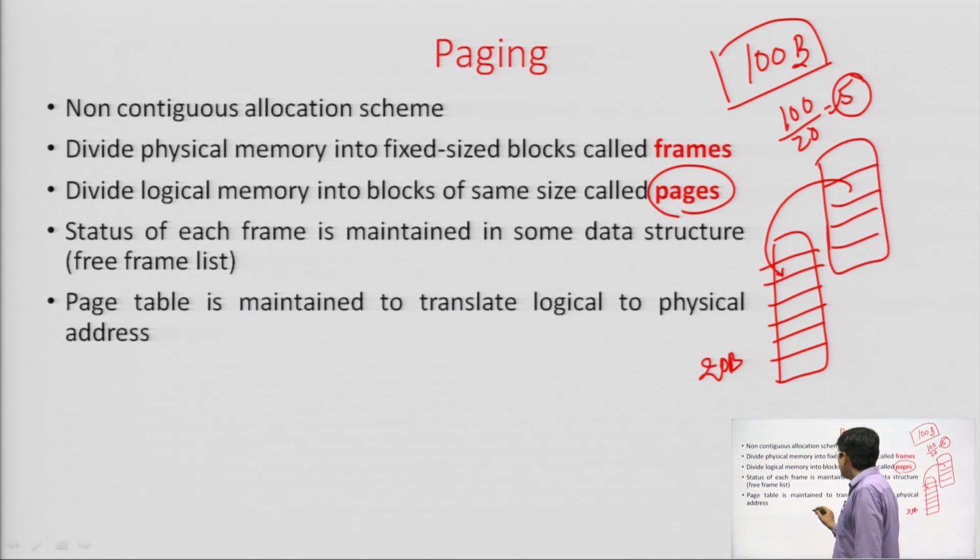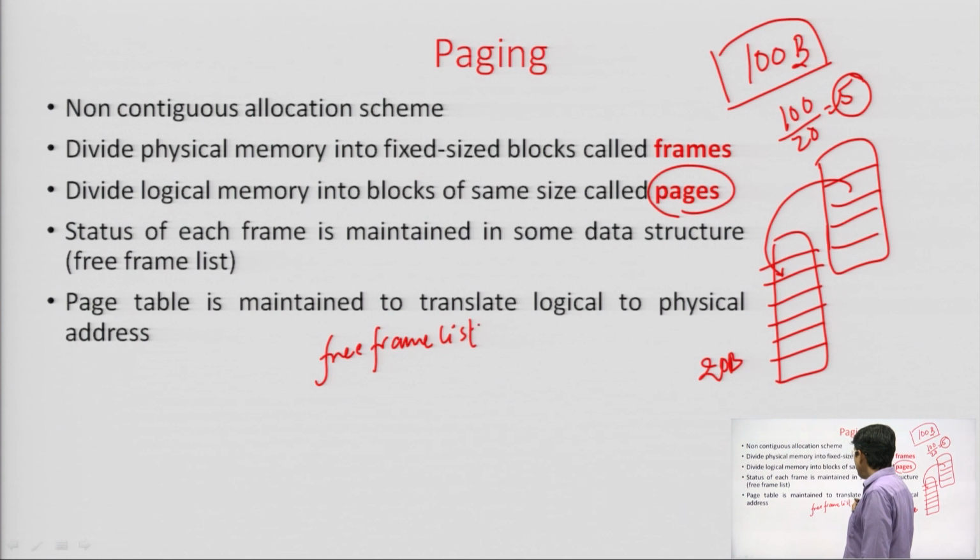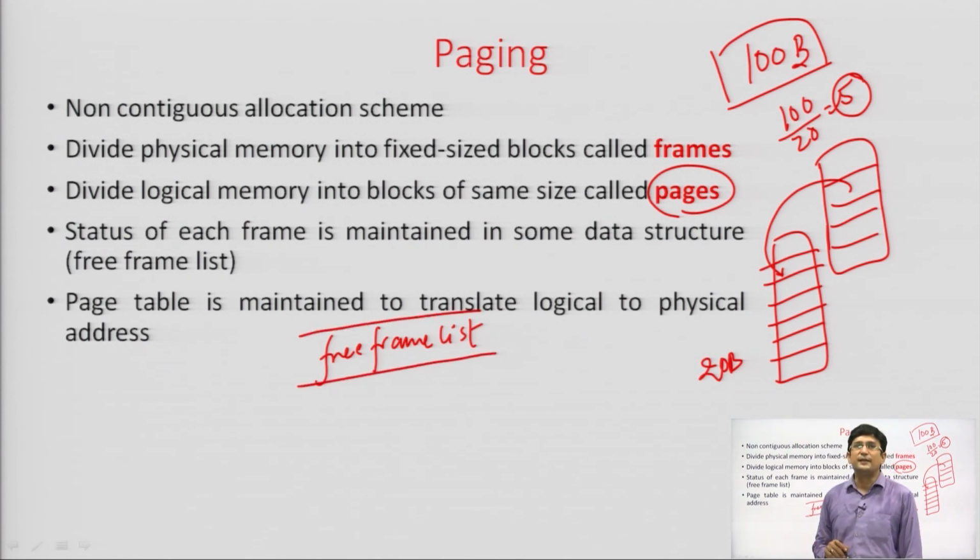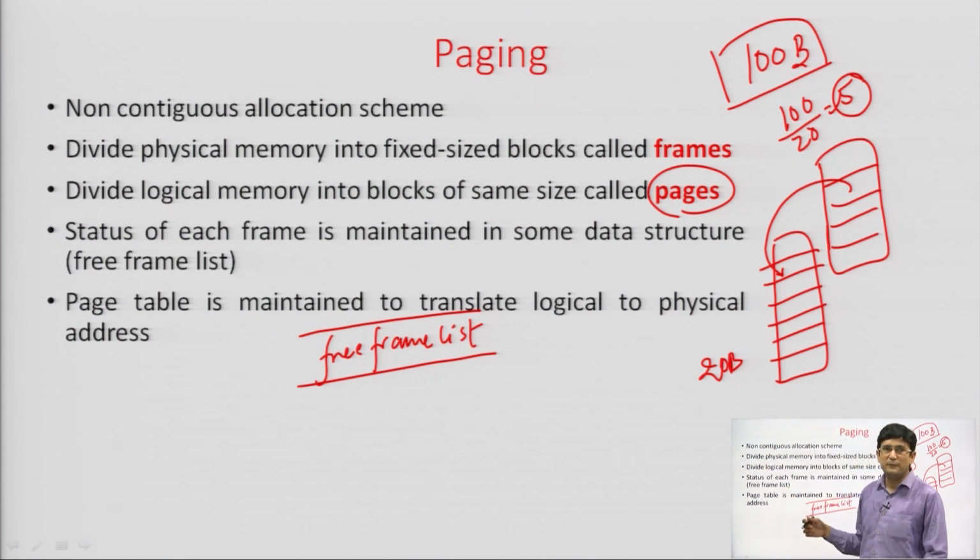To accommodate a new process, we need to maintain the free frame list, which contains the list of all the frames which are free at the moment. We need a linked list kind of data structure that maintains all the free frames, and as soon as a new process comes, we will allocate the frames according to the free frame list. If a process exits, then its frames become free, so those frames are also added to the free frame list pool.